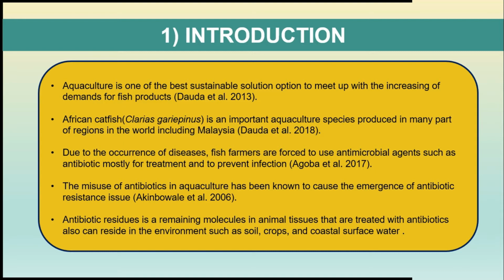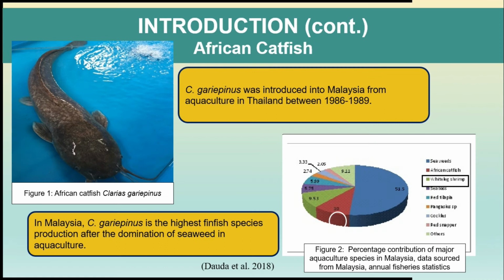Apart from antibiotic resistance issue, antibiotics can reside in environments such as soil, crops, and coastal surface water, and this is called antibiotic residues. African catfish, or also known as Clarias gariepinus, was introduced into Malaysia from the aquaculture sector in Thailand between 1986 to 1989. And this is the highest finfish species production in Malaysia after the domination of seaweed in aquaculture.